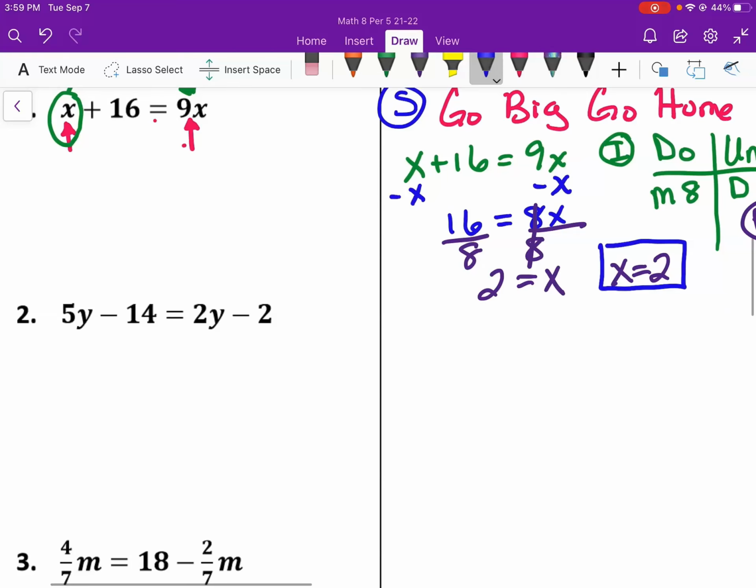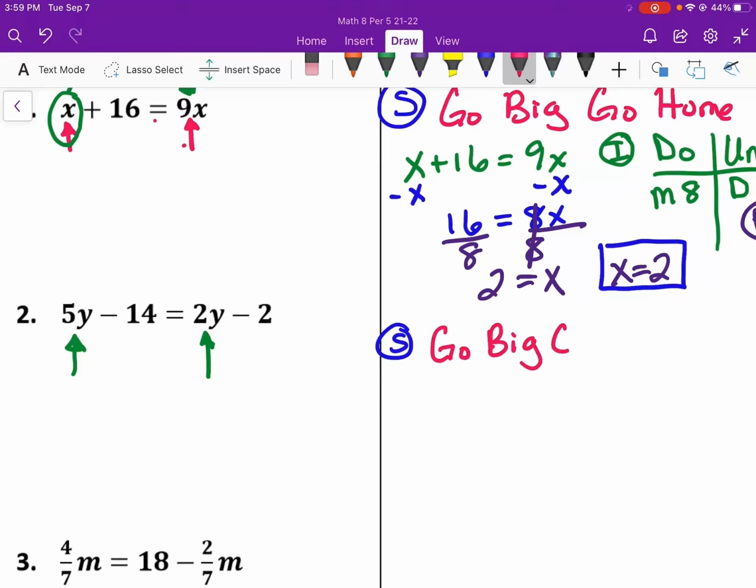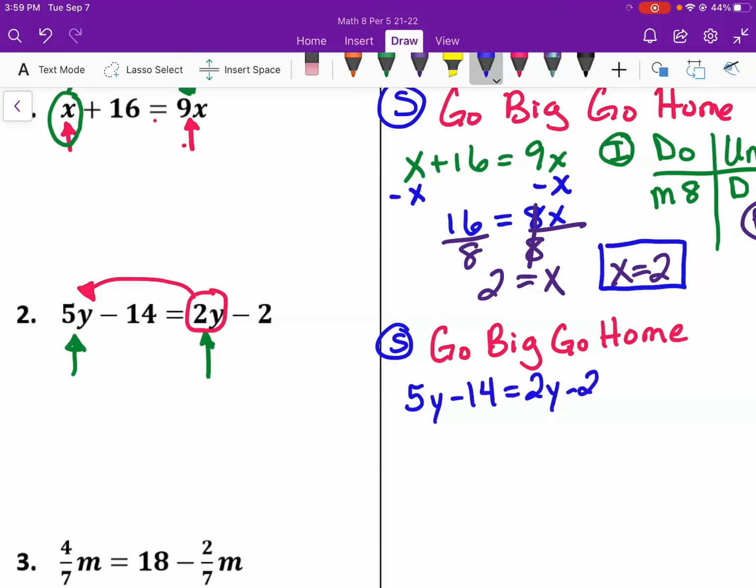Okay, number 2. Again, we have a variable on both sides. So for our simplify step again, we're going to have to do go big or go home. So we're doing inverse operations because we have to get the variable to one side so we can solve it. So which one's bigger, 5y or 2y? 5y is bigger, so I need to move my 2y over to that side. So I've got 5y minus 14 equals 2y minus 2.